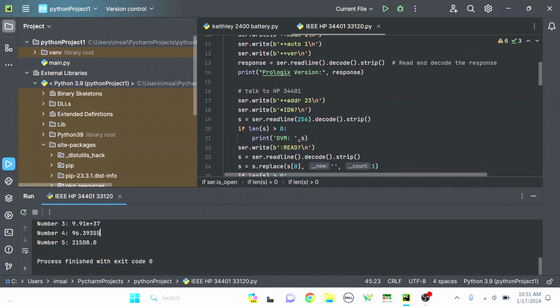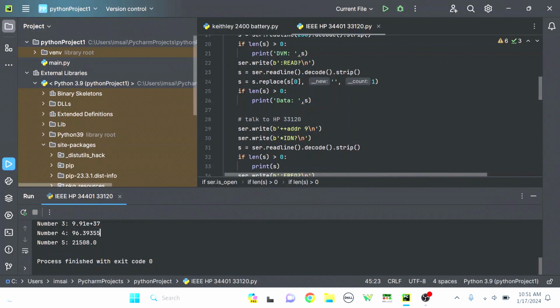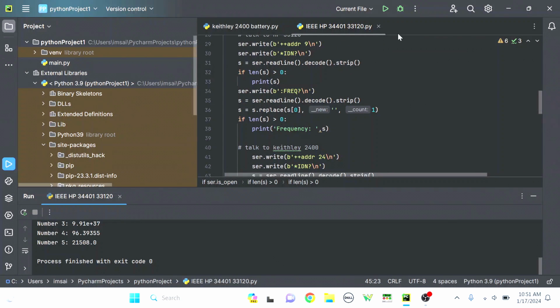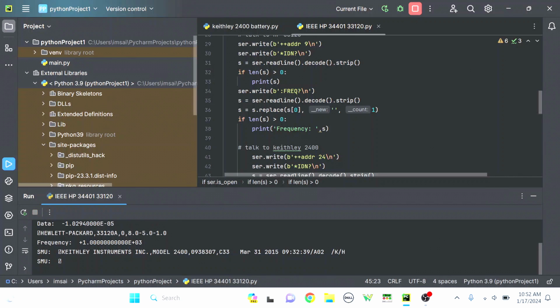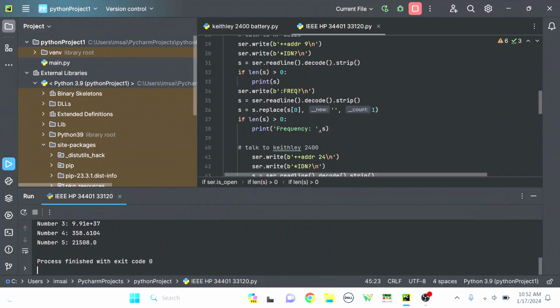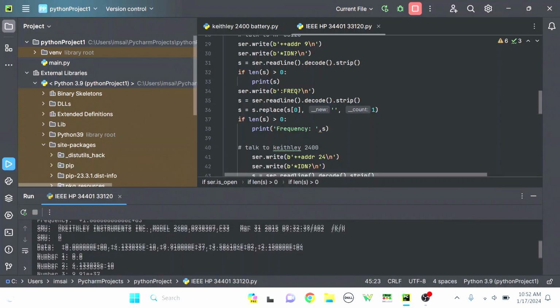Yeah, here's the talk to the 34401, then talk to the 33120, then talk to the Keithley. Okay, and when I run this, down here at the bottom you can see what all went on. So let's back up here.